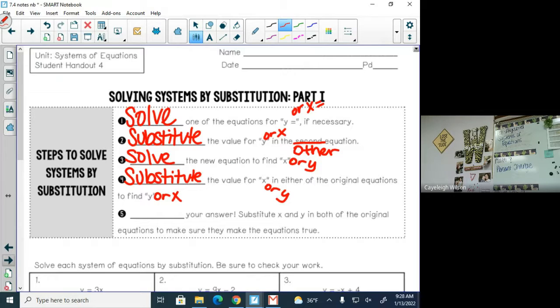And the last thing that you're going to do is you're going to check your answer. And you're going to check it just like we checked it with graphing, where you plug x and y both in, and they should both make the equation true.